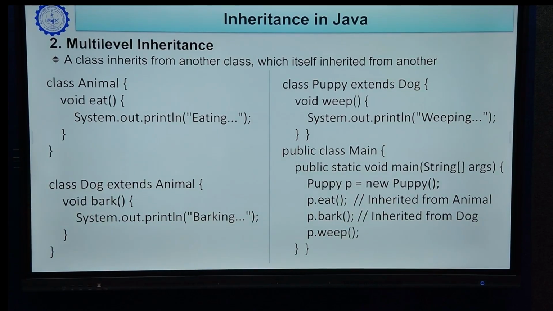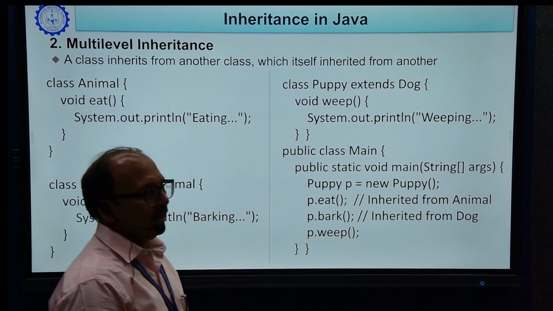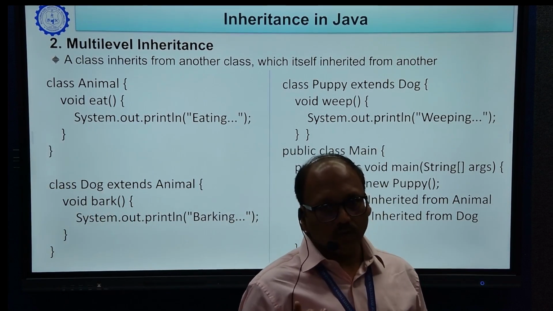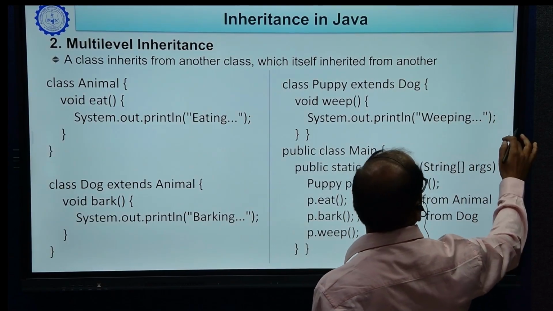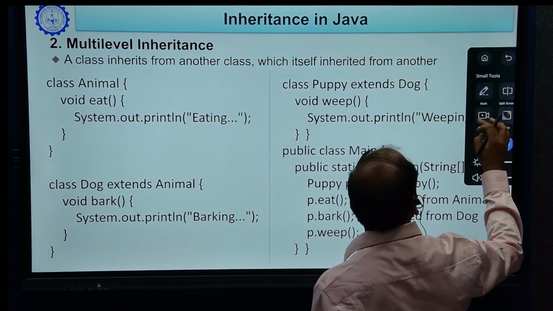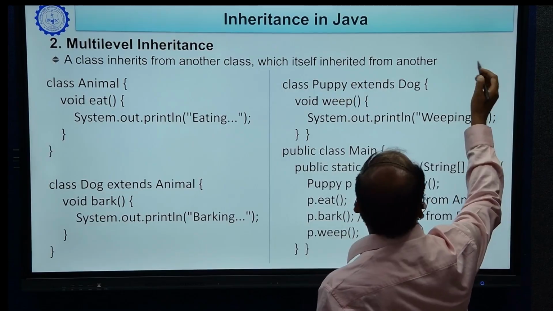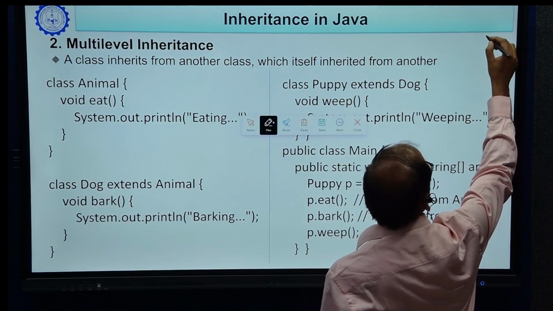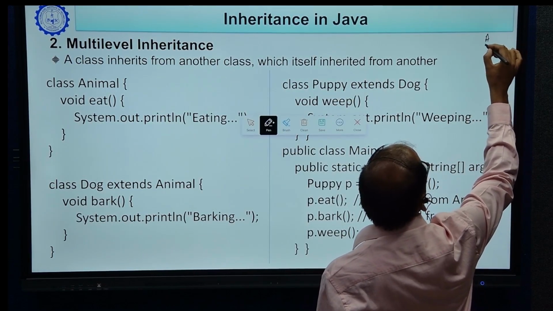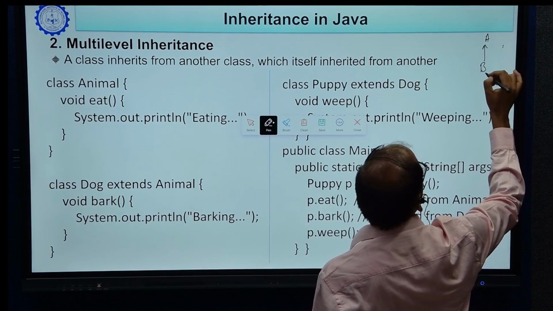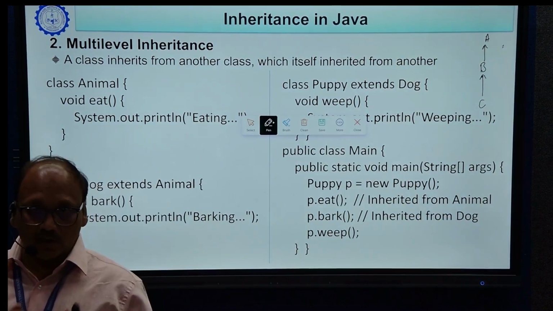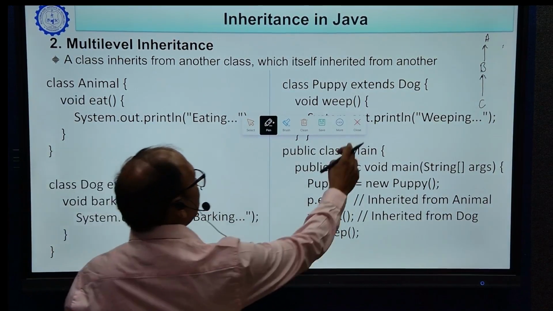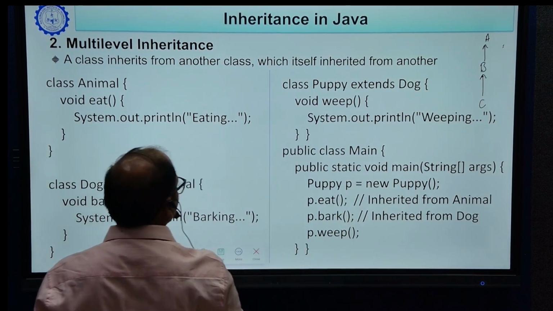Now next come to multi-level inheritance. Now what is multi-level inheritance? When a class inherits another class, and this class is already inherited by some other class, that is the level of inheritance. That means class A is there, this class A is inherited by class B, and class B is inherited by class C. There is the level of inheritance, right? So this is called multi-level inheritance.